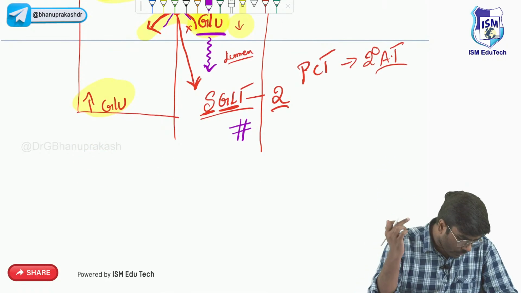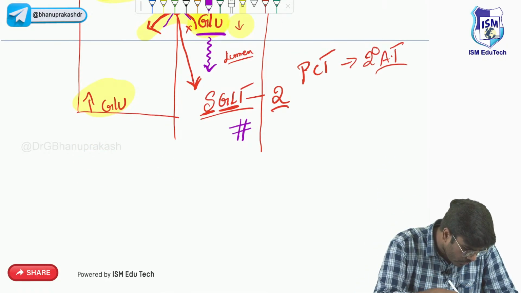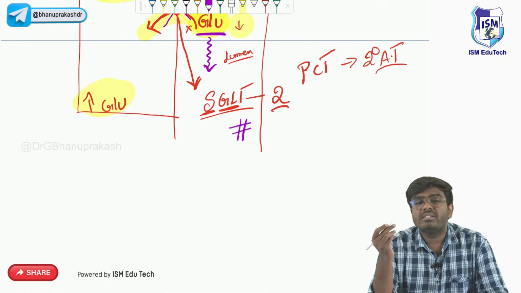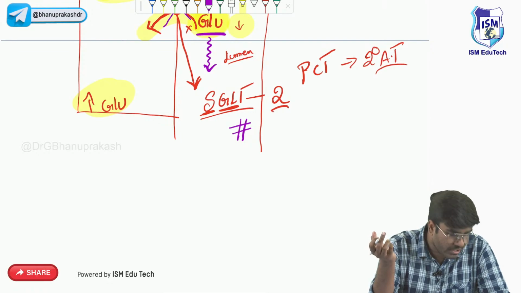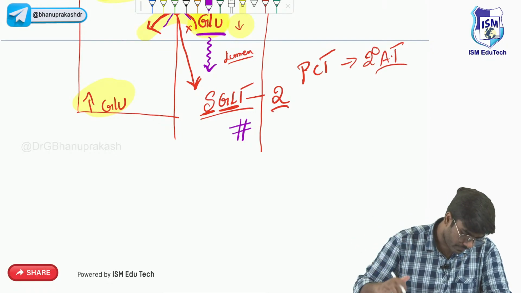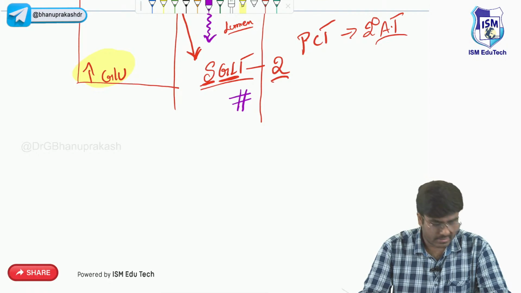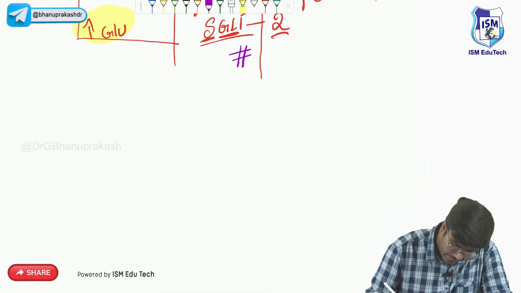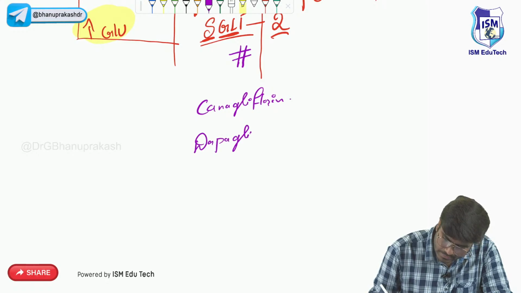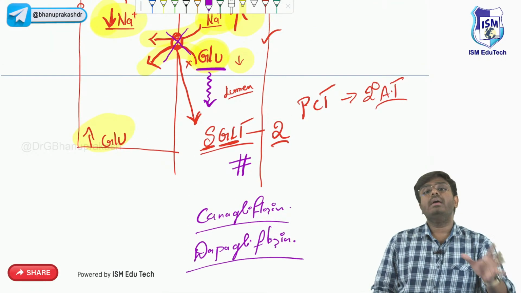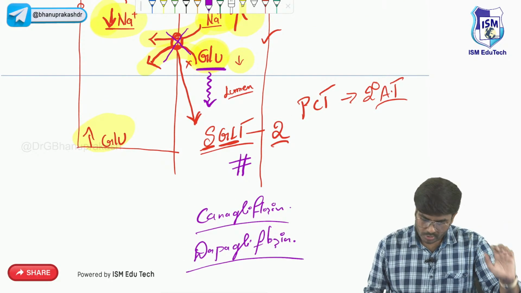Can anyone tell me, can you name the sodium glucose type 2 transport blocker which is used in the treatment of diabetes mellitus? SGLT2 blockers: canagliflozin, excellent. Dapagliflozin, excellent. Canagliflozin and dapagliflozin are the drugs which are sodium glucose transport type 2 blockers.